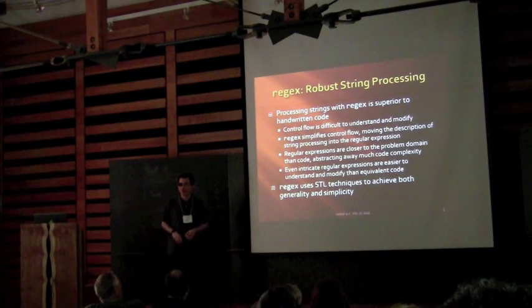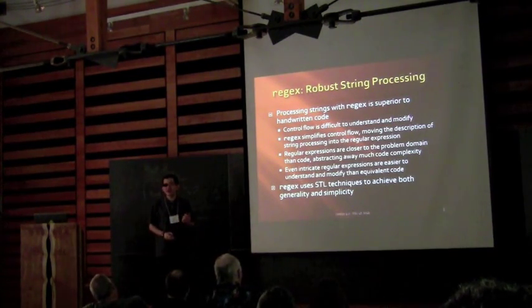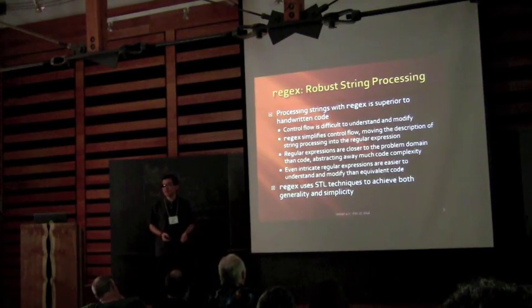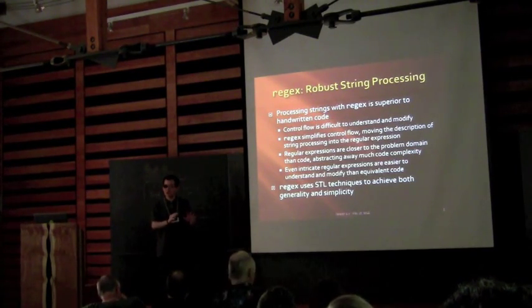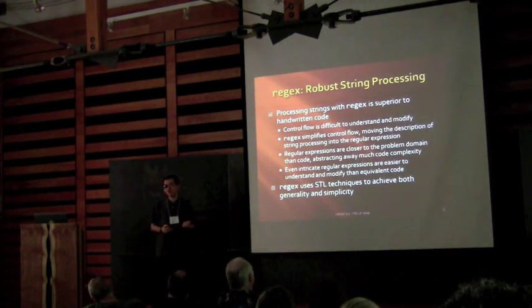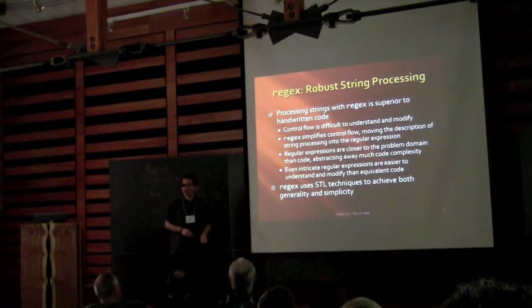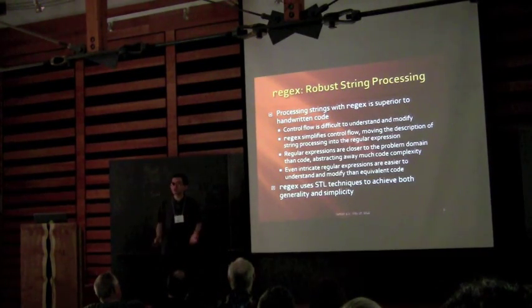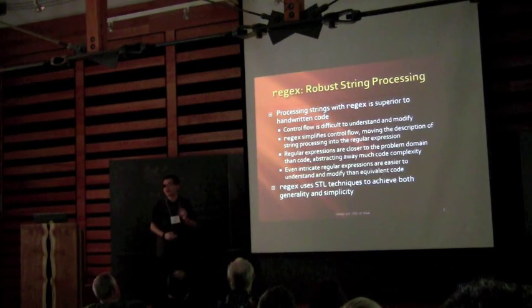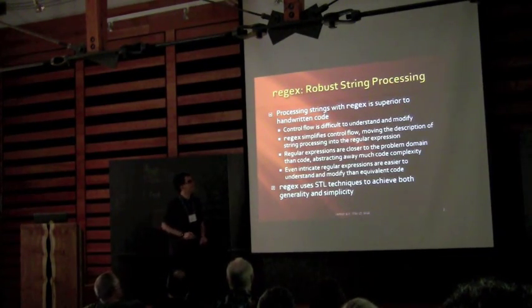The other cool thing about Regex in Boost and C++11 is that it very much follows the STL philosophy of being abstracted away somewhat from the characters you're operating on and the string types that you're actually storing. So you could be working with char pointers, std strings, or even your own custom string types. Regex doesn't care. Well, it cares a little. It wants bidirectional iterators. But aside from that, it really doesn't care.